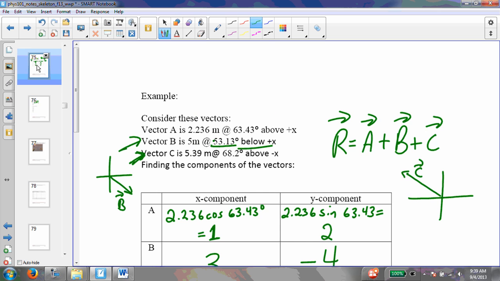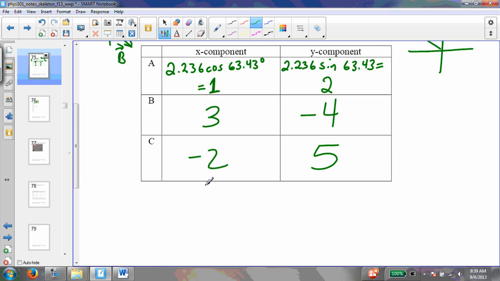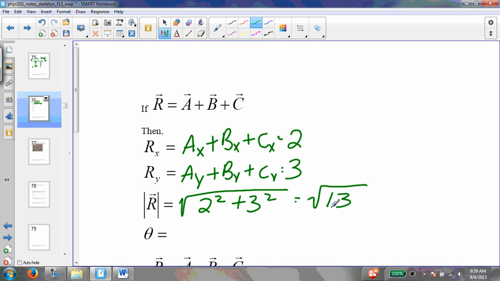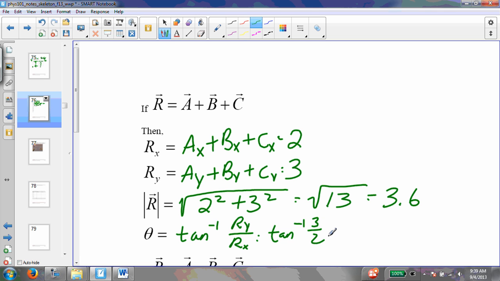I can find those values. I'll go back up to my table. Adding up these values will give me R. The x component is 4 minus 2, that's 2. And 7 minus 4 is 3. So my x and y components of R are 2 and 3, respectively. This is 2, and this is 3. And if I want to find the magnitude of R, I say 2 squared plus 3 squared. That is the root of 4 plus 9, which is 13, which is 3.6. And then if I want to find the angle, I do the inverse tan of the y component over the x component. And I find that it's 56 degrees.